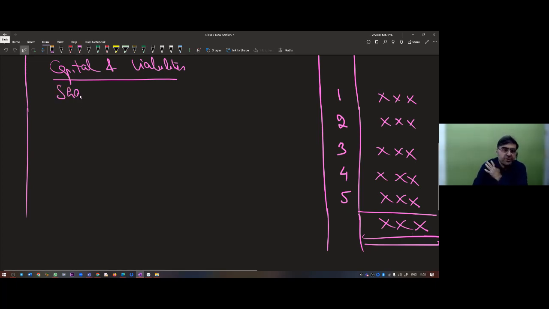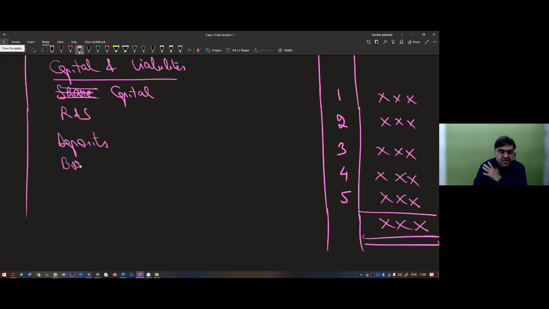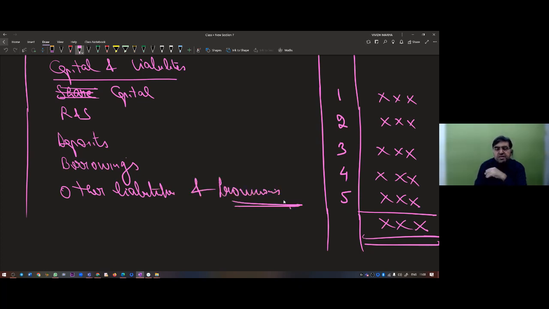Schedule 1 is share capital. You call it capital. Schedule 2 is reserves and surplus. 3 is deposits. 4th is borrowings. 5th is other liabilities and provisions. Remember it fast. Balance sheet, liability side, vertical format, as per the Banking Regulation Act. We have started with accounts of banking company.